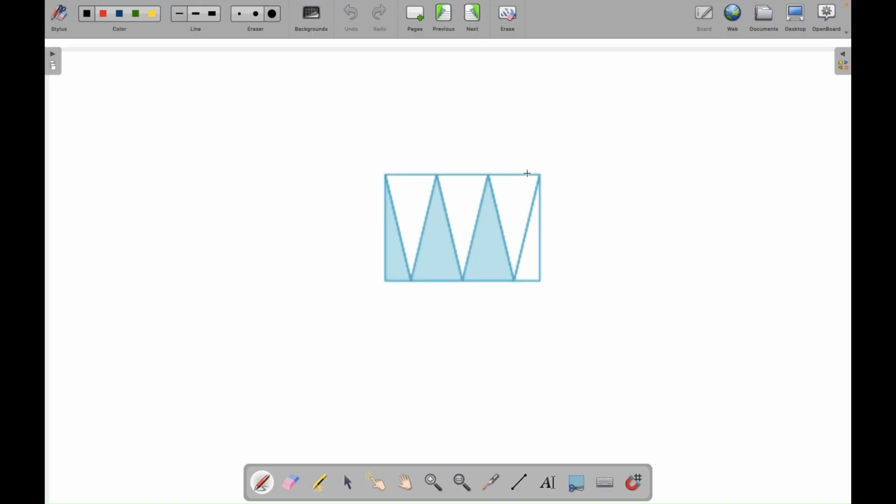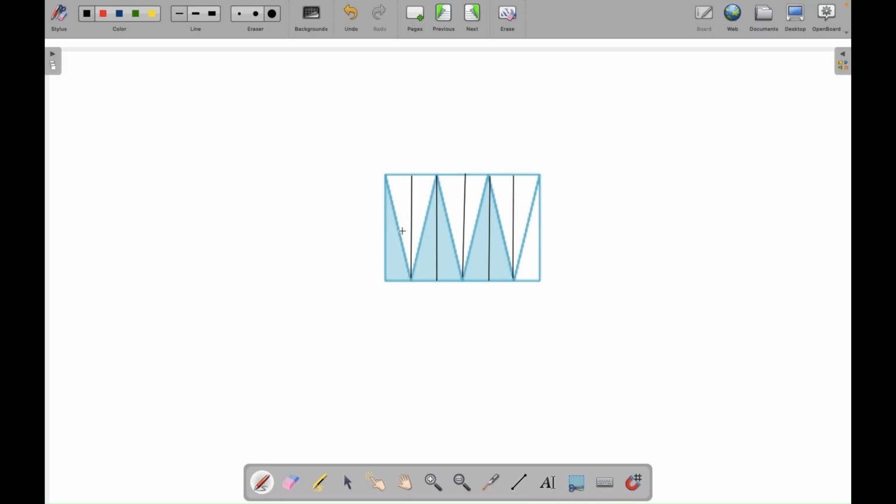Now if you look into this question, you'll see that the smallest part that is shaded is this half triangle. Right? So you'll divide each of them into half triangles like this. Right? And then you'll count. So first of all, identify the smallest part that is shaded or unshaded. Then only try to solve this.